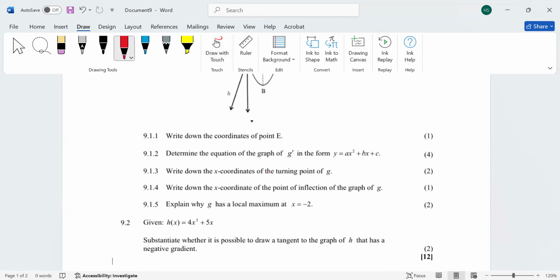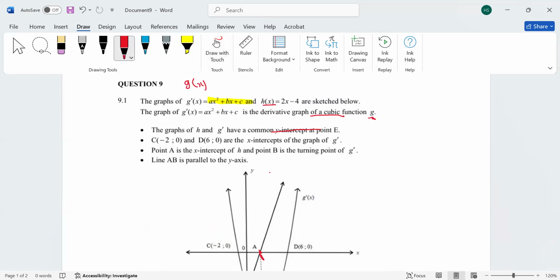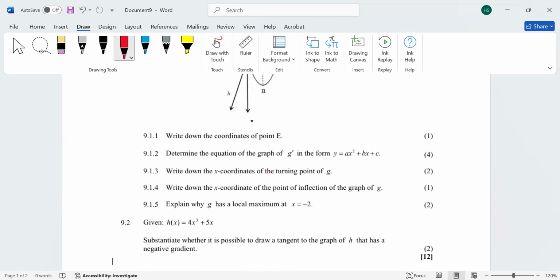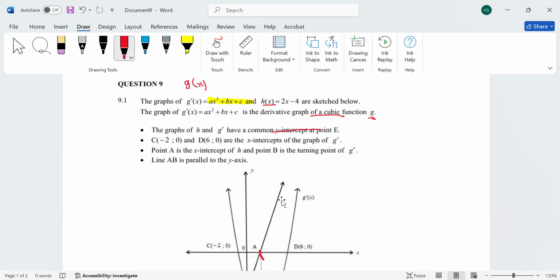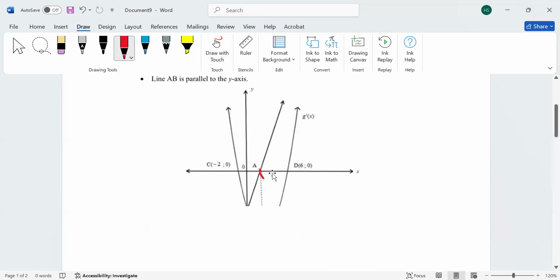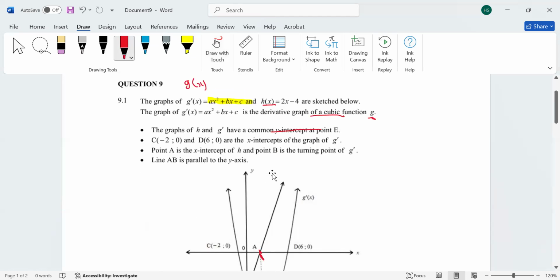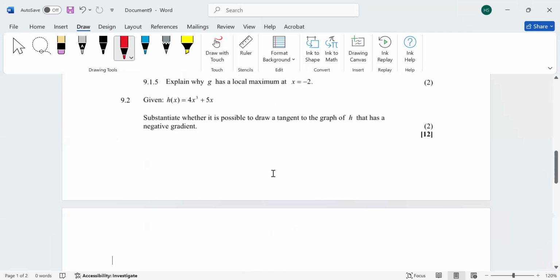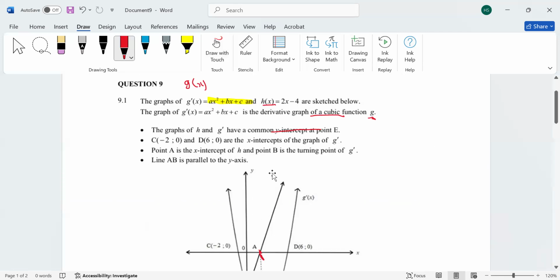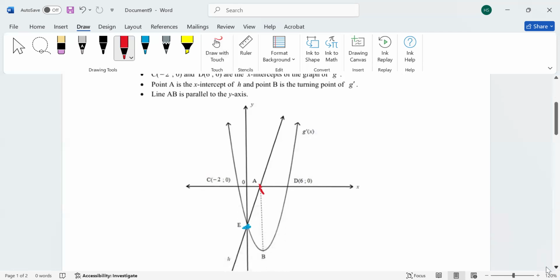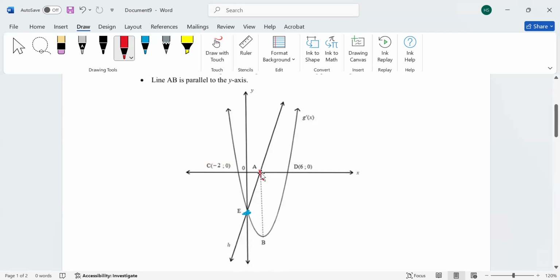So basically, what they're trying to tell us is that A is an x-intercept of this line here. And they also made sure to show us that B and A are parallel. B is the turning point. B and A are on the same vertical line. So whatever x-intercept I get for A is also going to be the x value of the turning point.